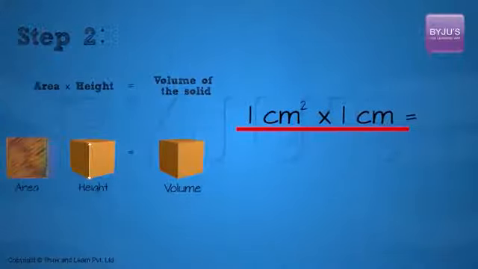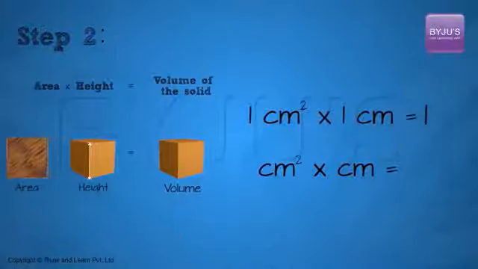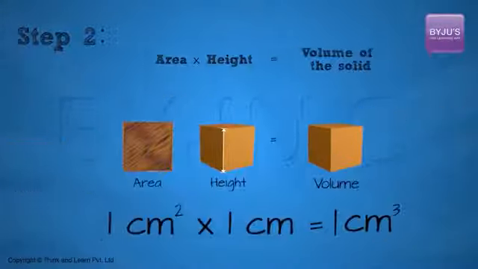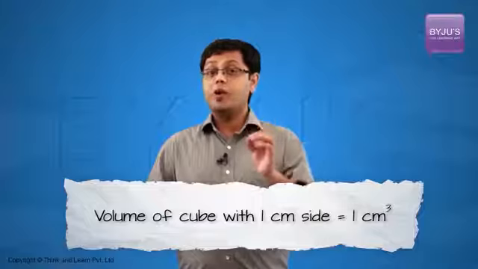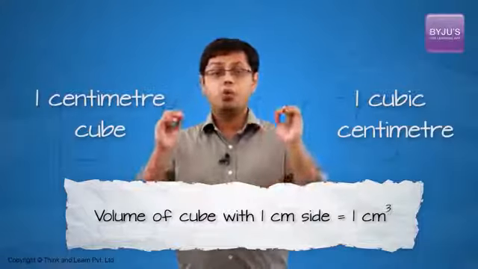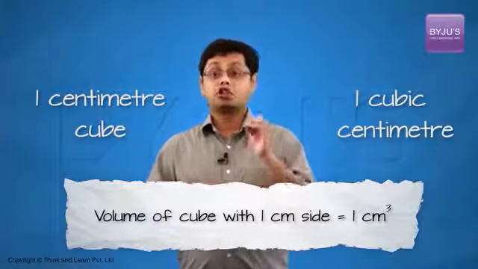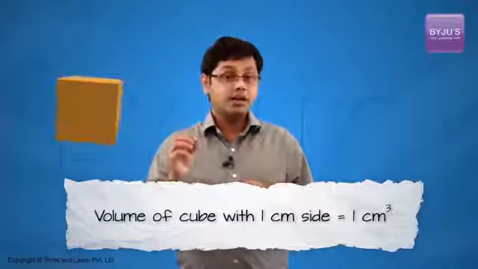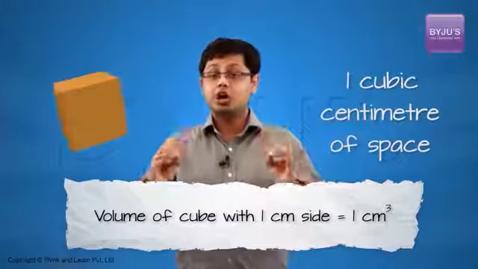Now, what will be the answer? Yes, you guessed it right. It will be equal to 1 times 1, which is going to be 1, and centimeter squared times centimeter, which is going to be centimeter cube. So, the volume of the cube with side 1 centimeter is equal to 1 centimeter cube or 1 cubic centimeter. This means that if you have a solid cube with side 1 centimeter, it would occupy 1 cubic centimeter of space.